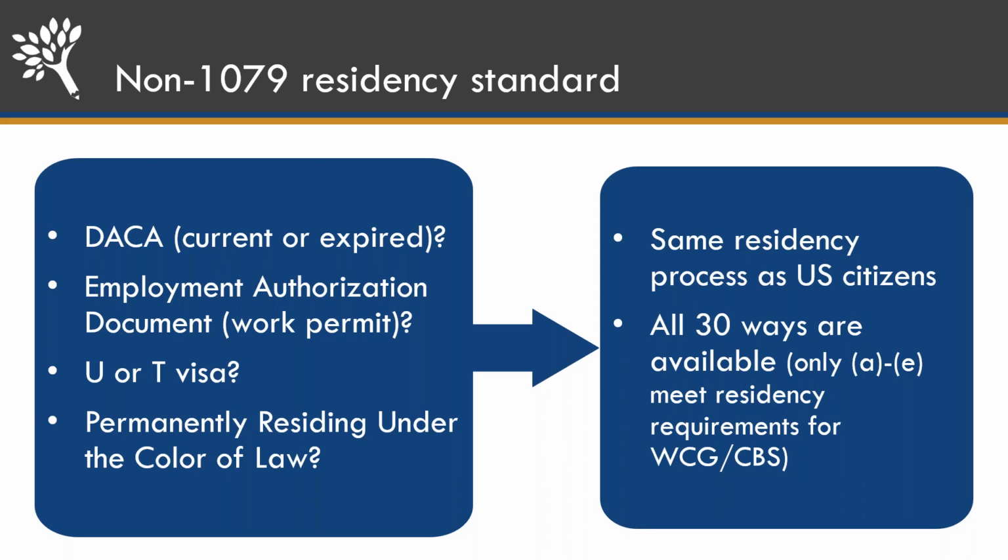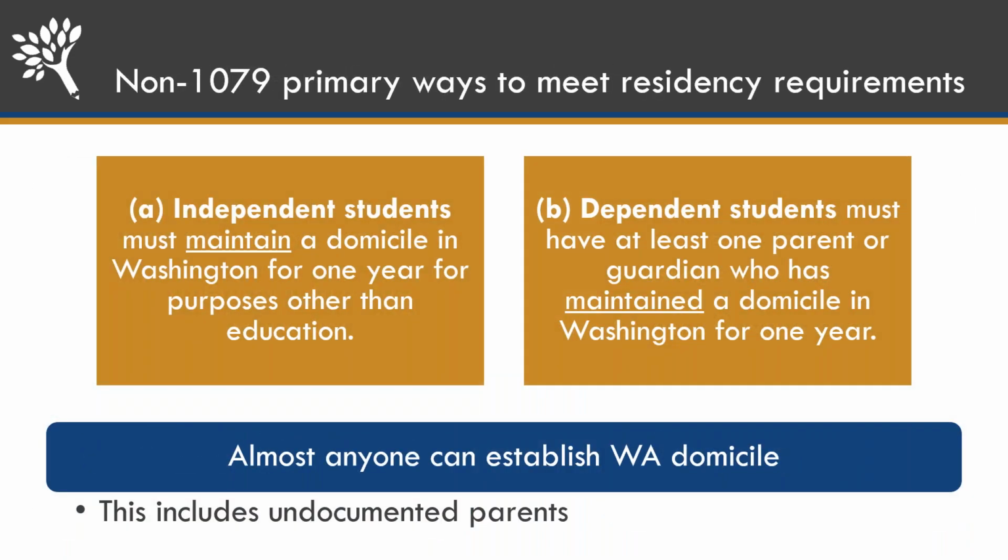And if that's the case, they've now met the 1079 residency standard, which means you can run them through the same process as you would your U.S. citizens. That means that all 30 ways of getting resident tuition are available to them. Of course, only A through E, R5, meet the requirements for Washington College Grant and College Bound, but they're basically now in a category where you can just run them through the same process that you do in general. So what is that process?